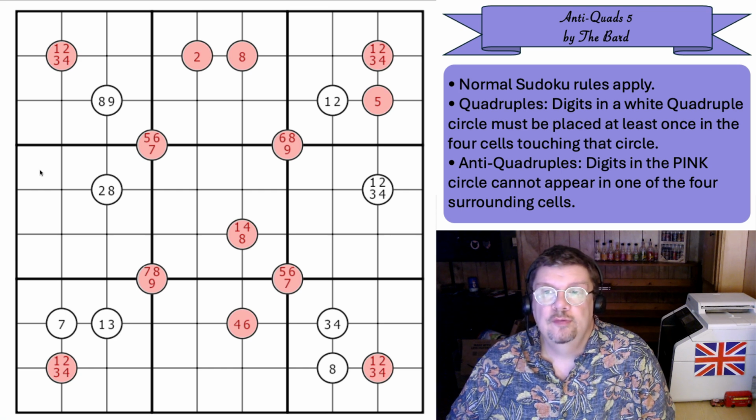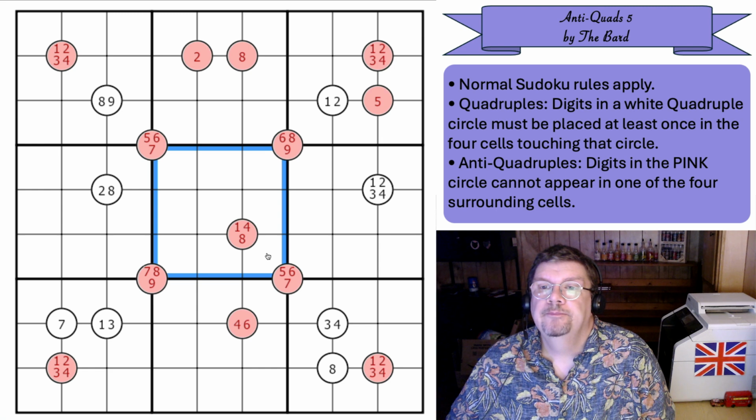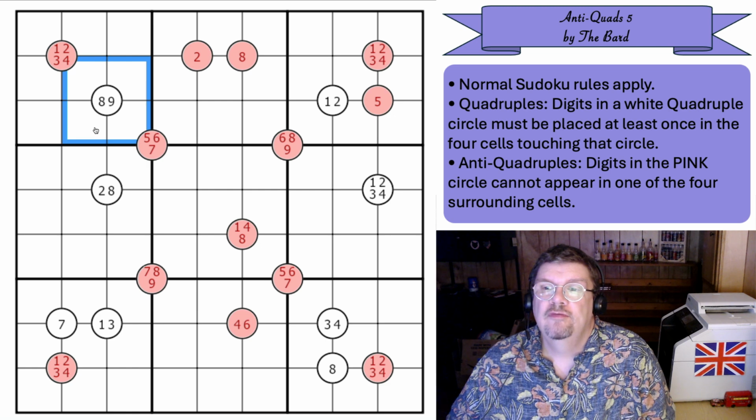Let's have a look at the rules. Normal Sudoku rules apply, so we're going to place the digits 1 to 9 once each in every row, every column, and every box. Okay. Quadruples. Digits in a quadruple circle, that's these white ones, must be placed at least once in the 4 cells surrounding, touching that circle.